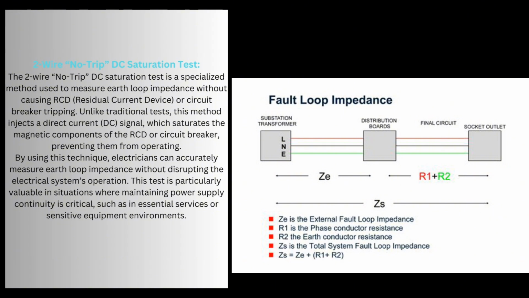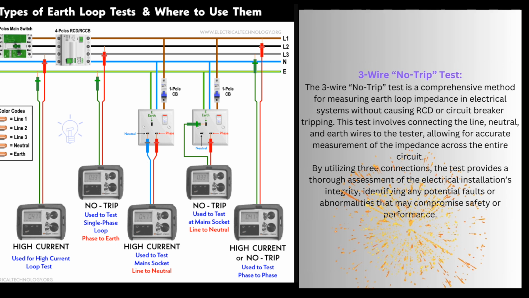The two-wire no-trip test is a simplified method for measuring earth loop impedance in electrical circuits without bypassing the RCD or RCBO to avoid unwanted tripping. This test involves connecting only the line and earth wires to the tester, bypassing the neutral connection. By using this approach, electricians can obtain a quick and accurate measurement of earth loop impedance without disrupting the electrical system's operation.